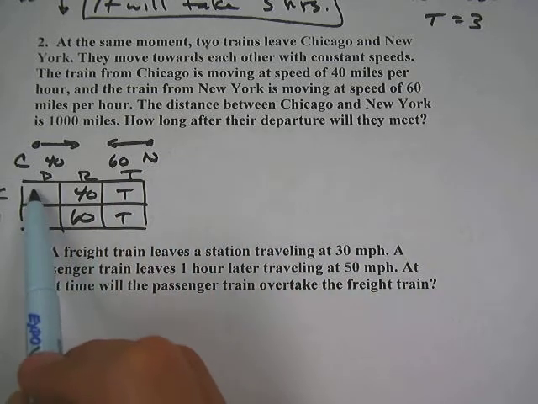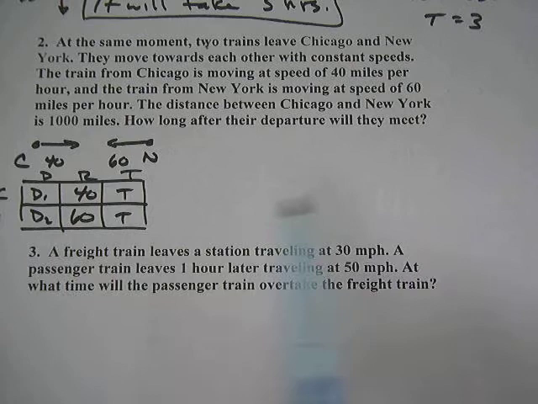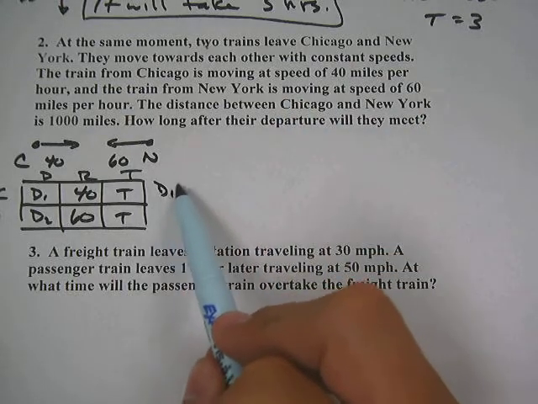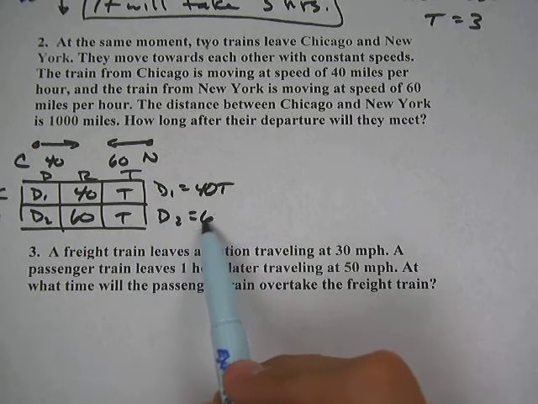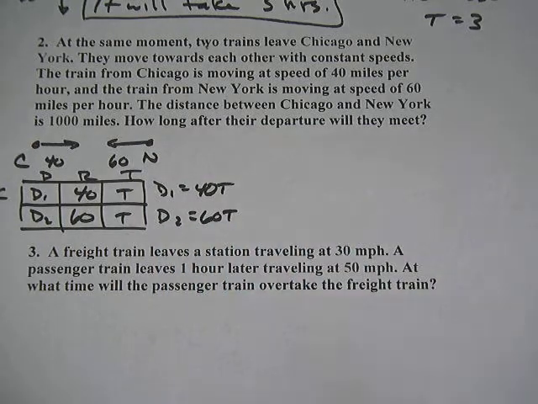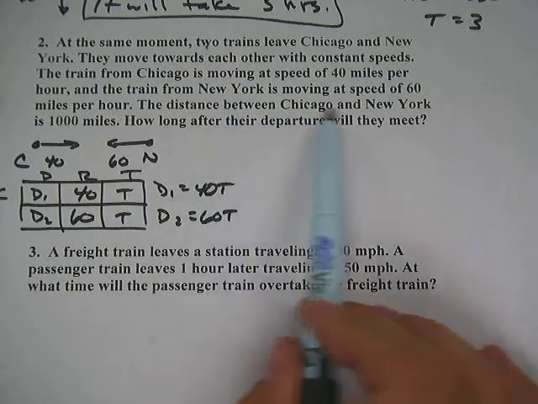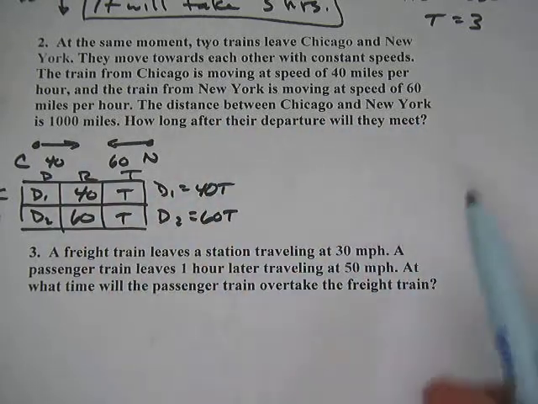And again, do I know the distances? No. Will they travel the same distance? No, because one's going faster than the other. So again, I'll say D1 and D2. So I have the equation d1 equals 40t, d2 equals 60t.